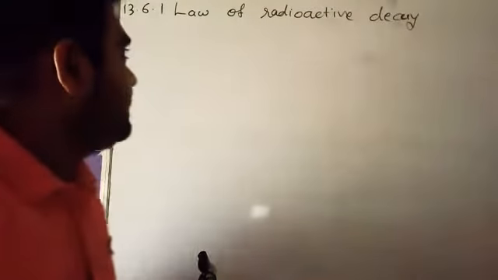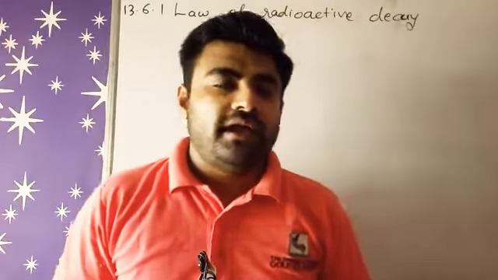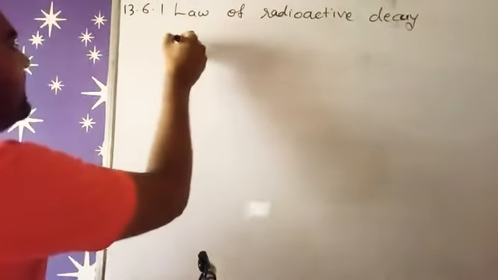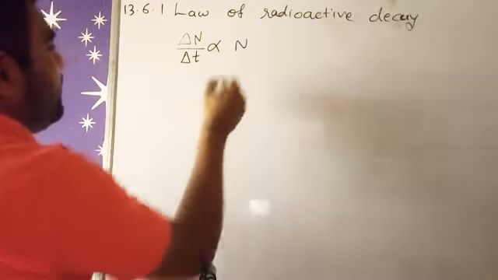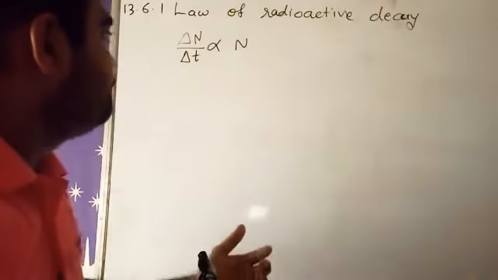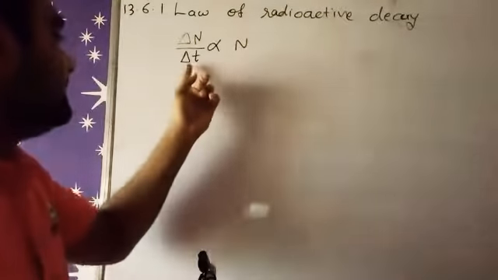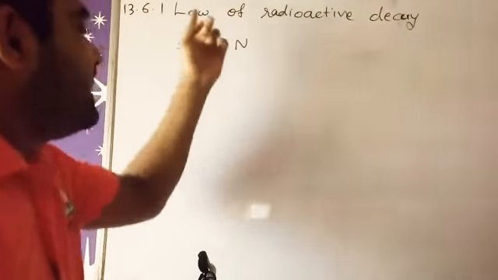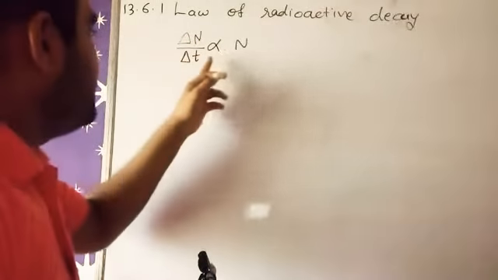Hello friends, our topic is the law of radioactive decay. This law starts from one equation, delta N by delta t, which is proportional to N. Now what is delta N? Delta N is the number of nuclei which are decaying, N is the number of nuclei, right? And delta t is the time interval over which this delta N decays from the previous nuclei. So delta N by delta t.